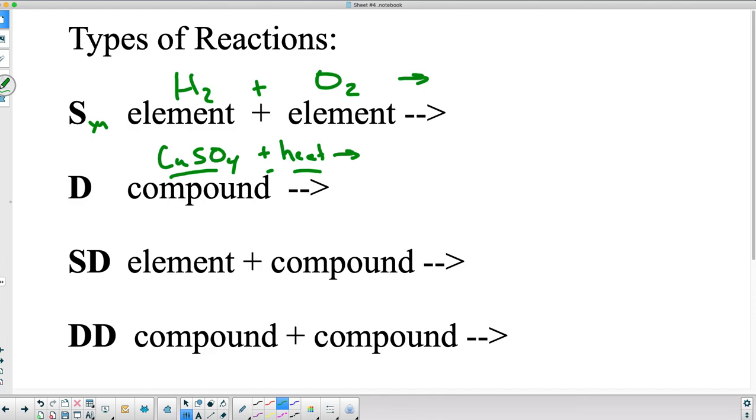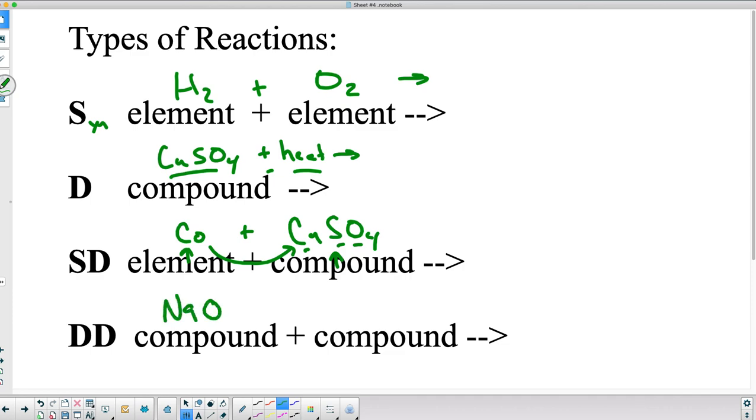For an element plus a compound, it might be something like, let's see, what would be a good example? How about cobalt plus, let's stay with copper sulfate, like that. And then cobalt would kick out the copper on the other side. But here we have an element with one capital letter. That's what this is, one capital letter. And here we have a compound with more than one. I have a C, an S, and an O are all capital letters, which means that this is definitely a compound. So element plus a compound.